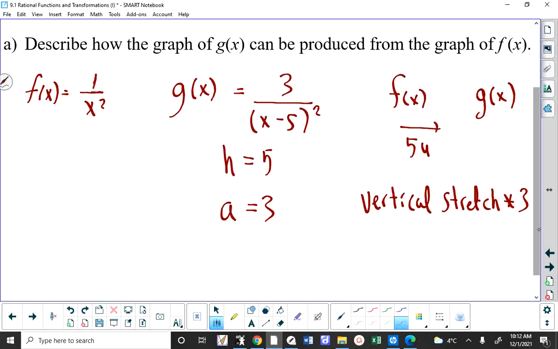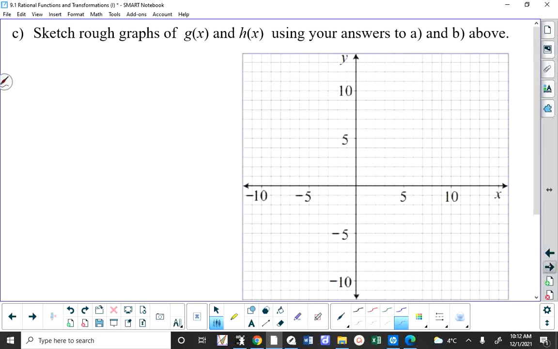Why don't we do that? We are asked to sketch these, so let's sketch this one first before we go on. Is this the graph that you have? Pretty much? Okay.